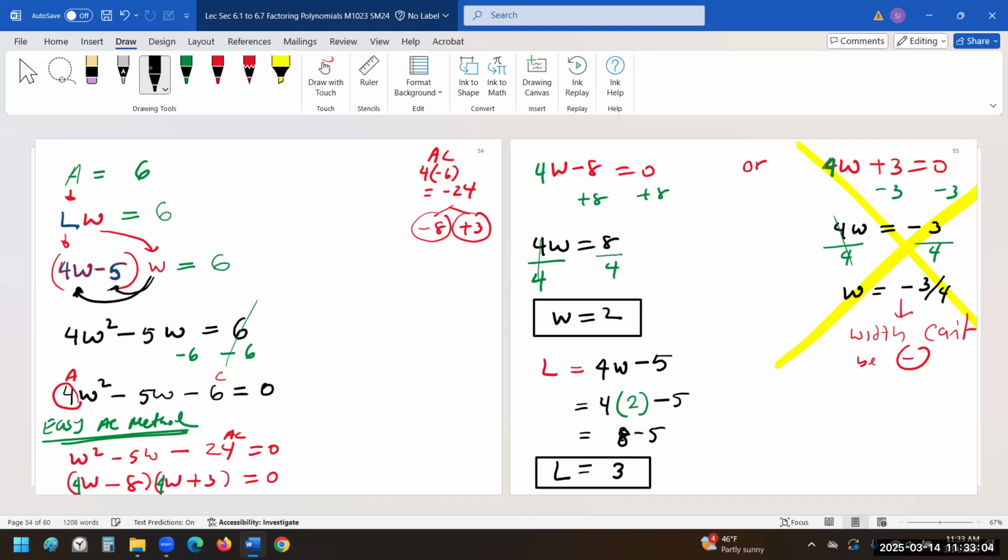And you can verify your work, check, by finding the area. The area is 6, right? They told us. And we know area is length times width. So if you multiply the length and width, the answer has to be 6. Do we get that? 2 times 3 is 6? Yes. That means our answer is correct.